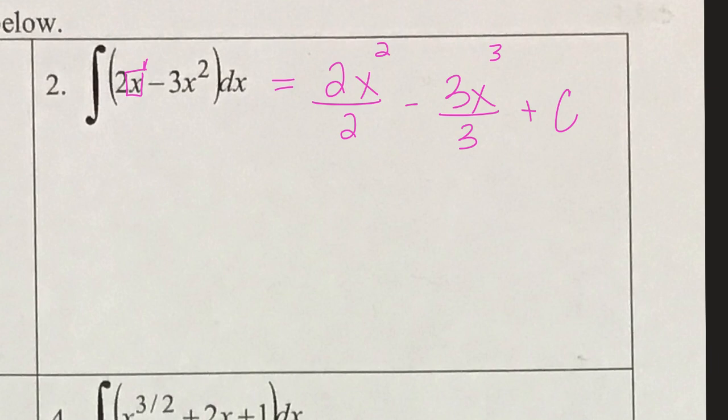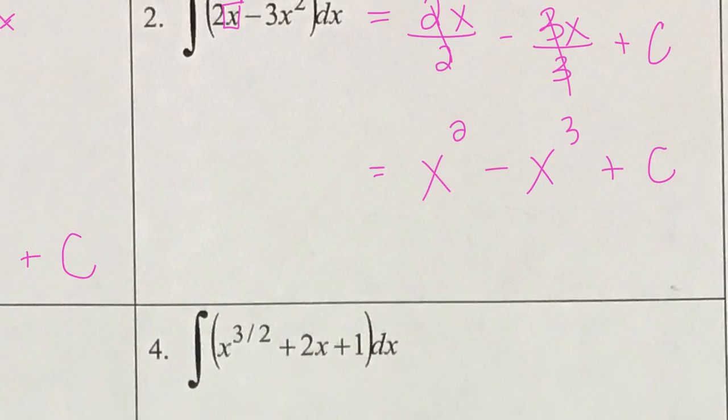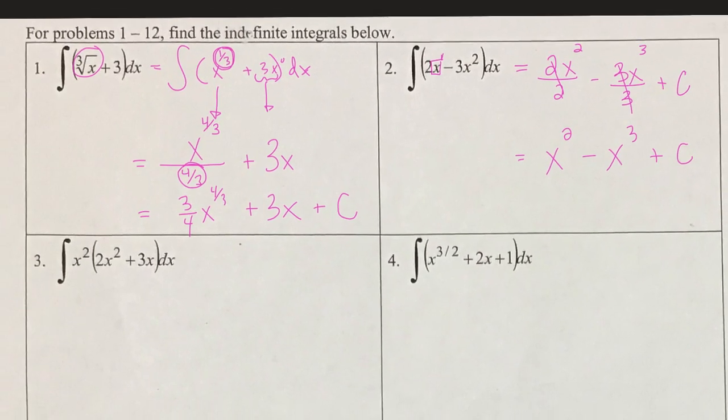leaves it like that. So now simplifying, 2 divided by 2 just gives us 1. 3 divided by 3 just gives us 1. So x squared minus x cubed plus some constant c. Okay? It's gonna get harder. It's gonna get crazy hard. We never can tell what's going to happen.